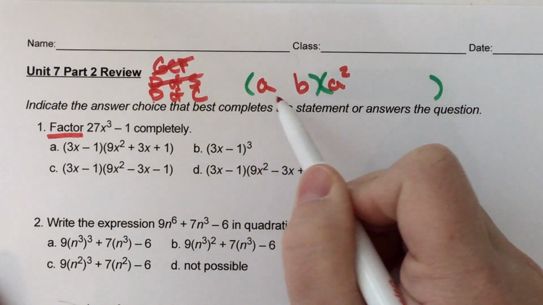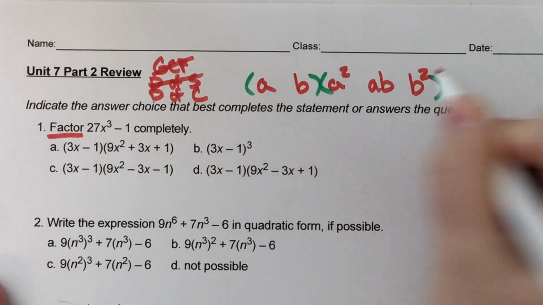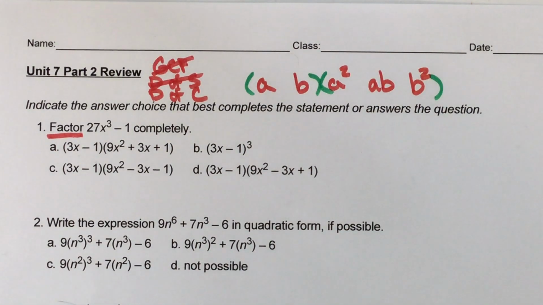The letters go A, B, A squared, A, B, B squared. The signs go same, different, plus. That is how they go.